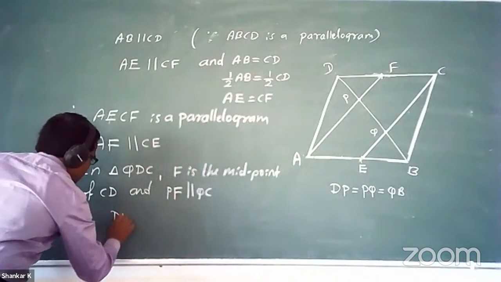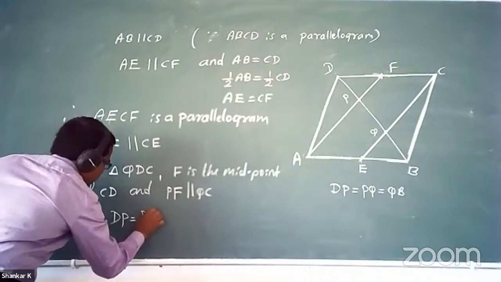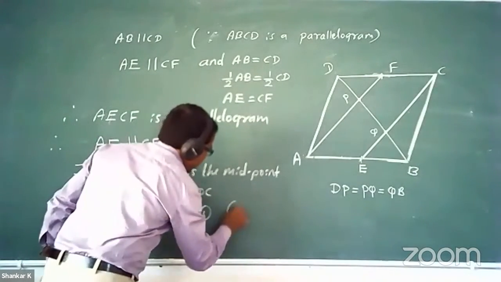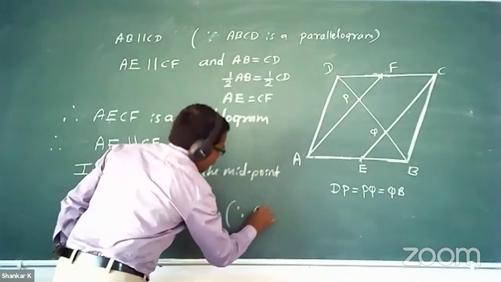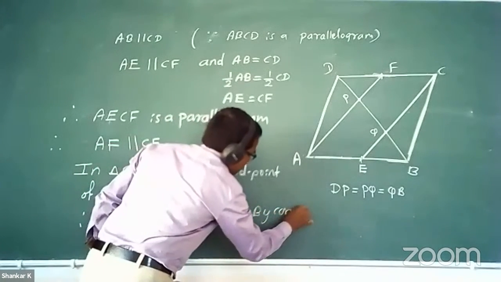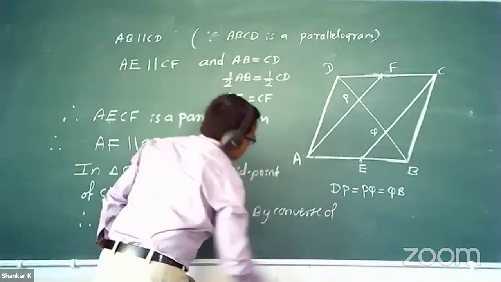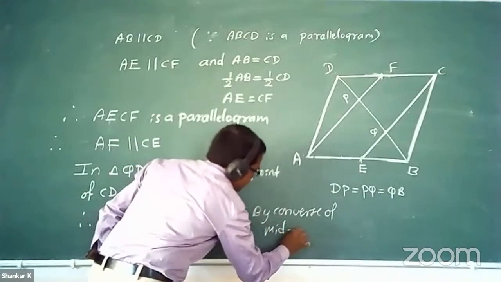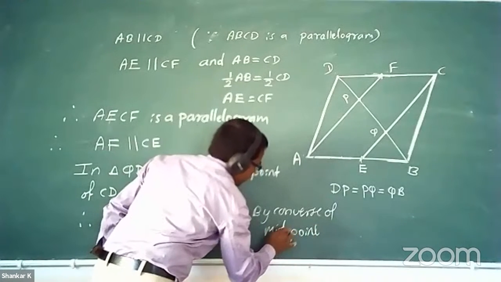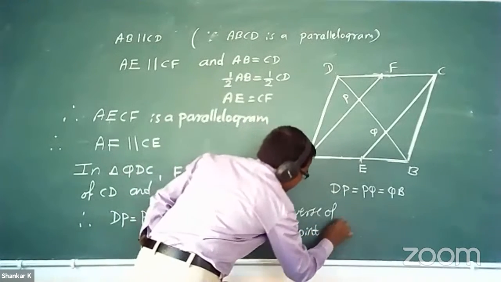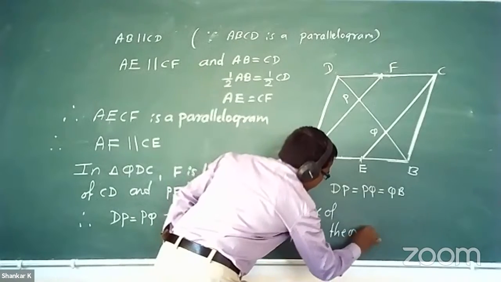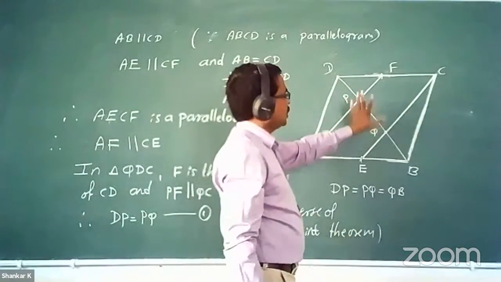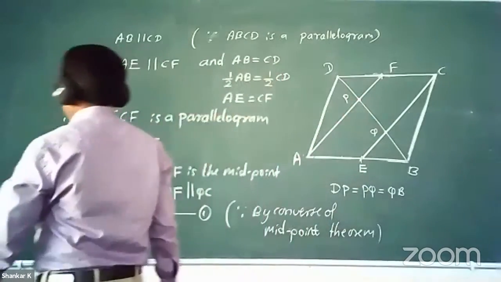DC equals PQ by converse of midpoint theorem. Now you have proved DC and PQ are equal.